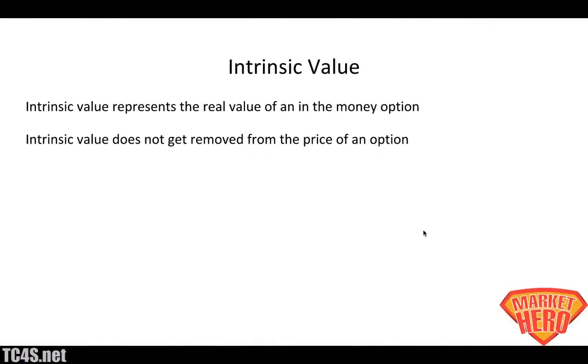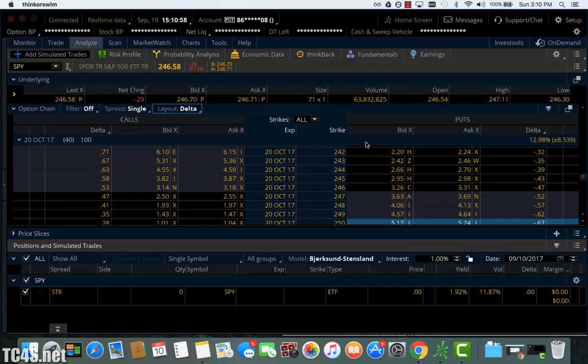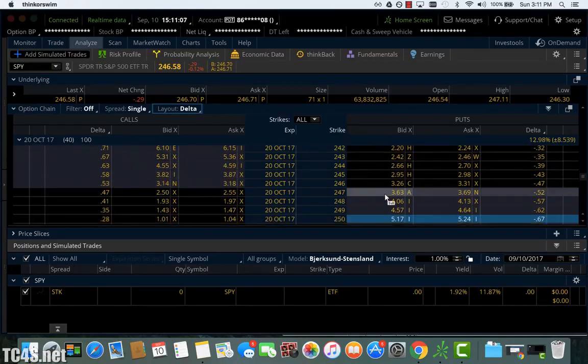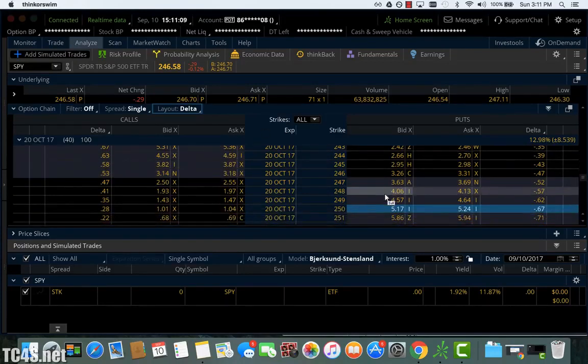Nothing crazy there. Then we have something called intrinsic value. Intrinsic value represents the real value of an in-the-money option. So again, what is an in-the-money option? It's an option with a delta greater than 50. Over here on the call side, it's the 246 strike down, and on the put side, it's the 247 strike up. Those are the in-the-money options.